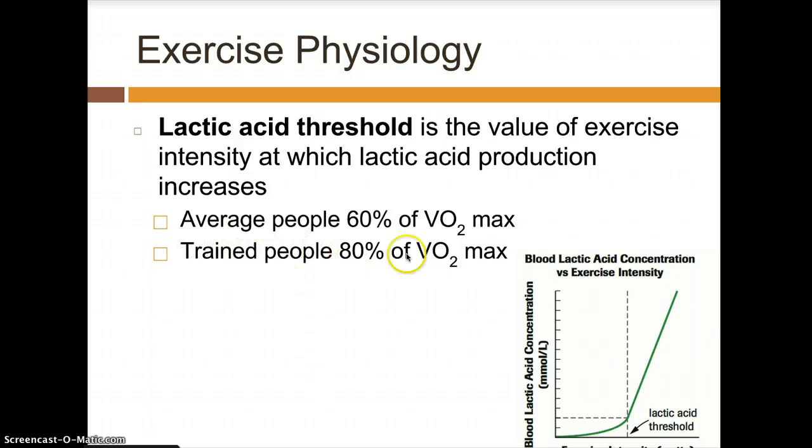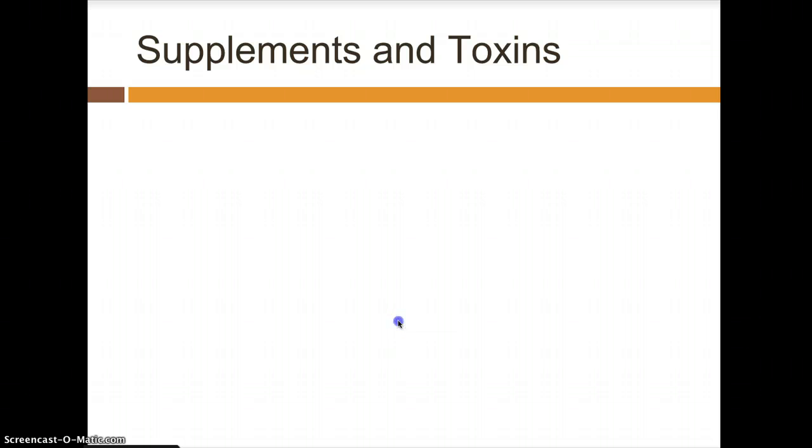So trained people will get less sore because they have a greater ability to remove oxygen from the bloodstream in order to produce aerobic cellular respiration. For average people, you'll see that it's about 60% of their maximum VO2. Then they need additional lactic acid fermentation to provide that extra energy to the body.